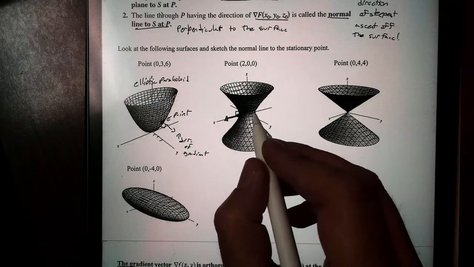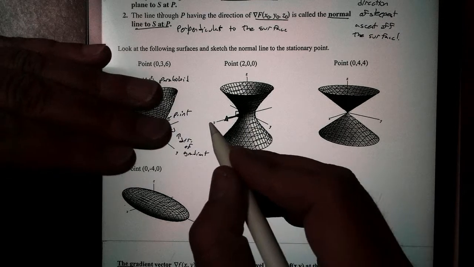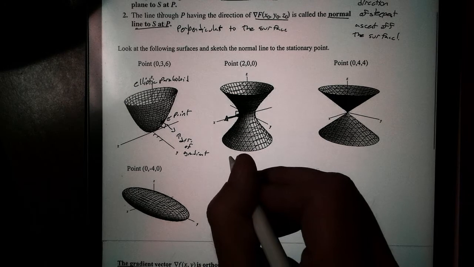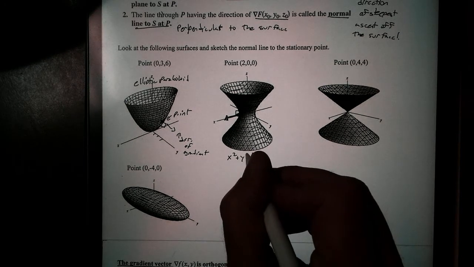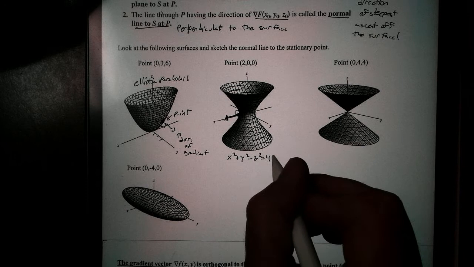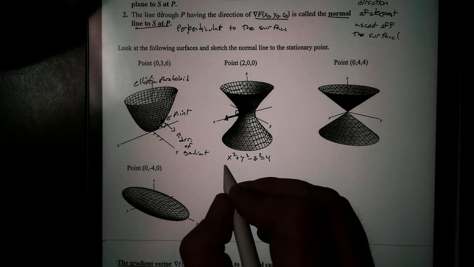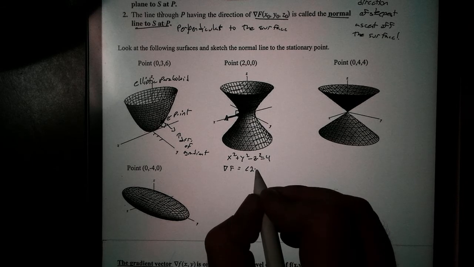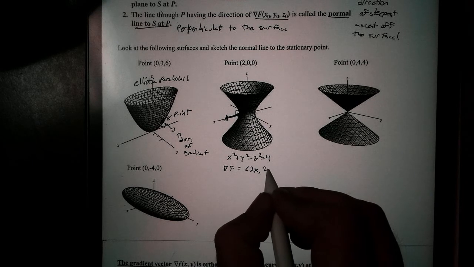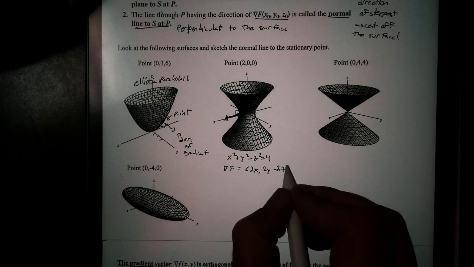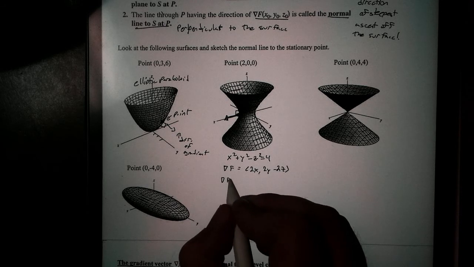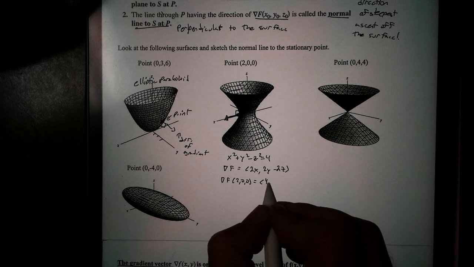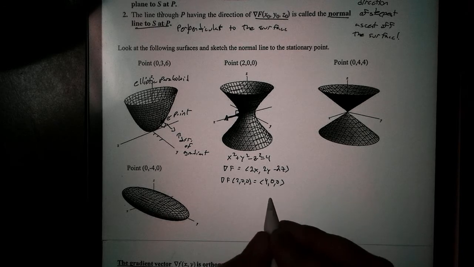Now remember, this is what's going to give us the direction of our gradient. As a matter of fact, we can actually write the equation of this hyperboloid. It's going to be x squared plus y squared minus z squared equals 4. Well, if I want to find the gradient of our function, it's going to be 2x, 2y, minus 2z. Well, at that point, 2, 0, 0, we're going to get 4, 0, 0.